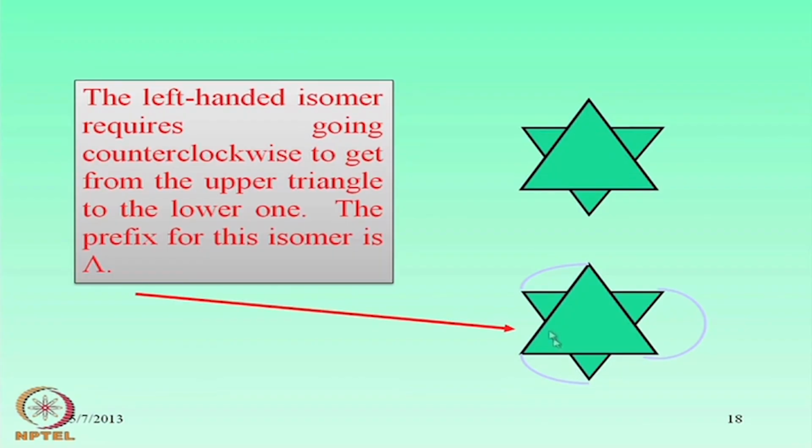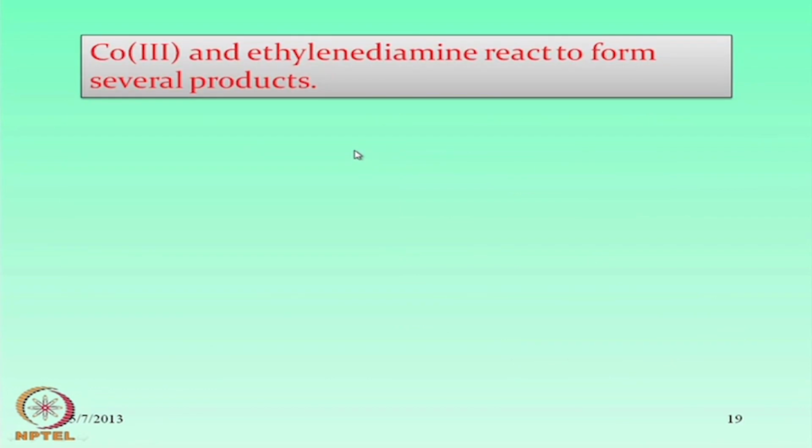So this is one arrangement, and the other arrangement is a different type, and these two can tell us how the two arrangements can take place side by side. This is for the lambda arrangement and this is for the delta arrangement. These two forms basically give rise to the two isomers. Now we will see how cobalt 3 can react with ethylene diamine to give us different products.